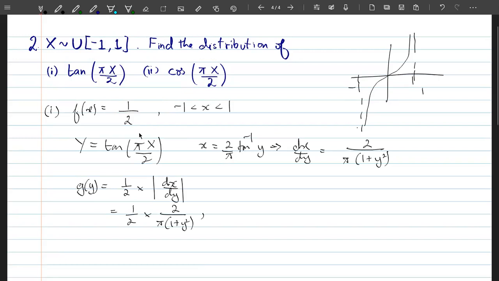But what is the range of y? As x goes from minus 1 to 1, y is tan(pi x by 2). So tan of minus pi by 2 is minus infinity, and tan of plus pi by 2 is plus infinity. So y goes from minus infinity to plus infinity. If you don't write anything, that is the meaning, right? So here it is just 1 by pi times (1 plus y square).